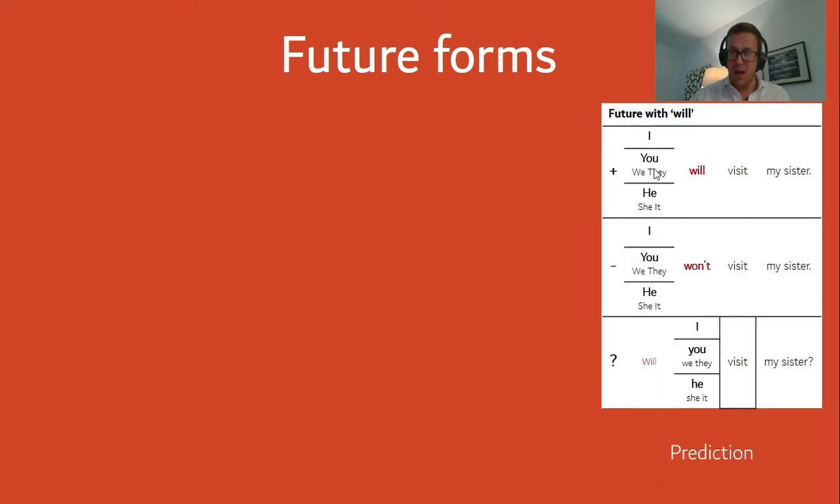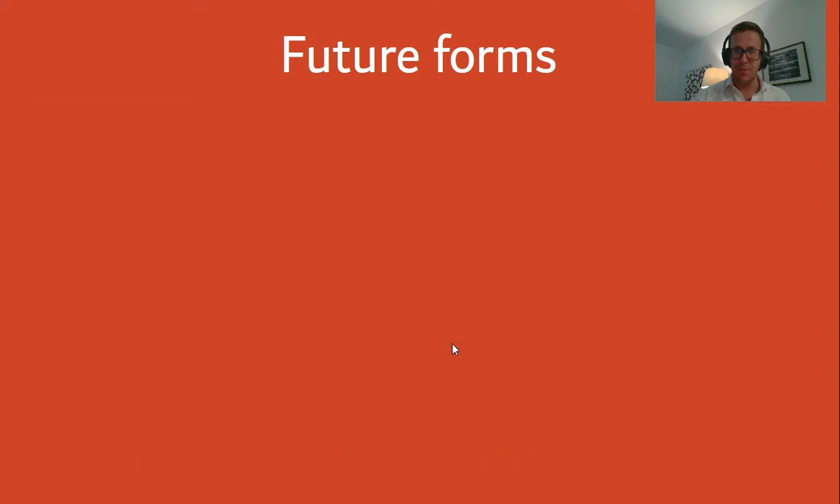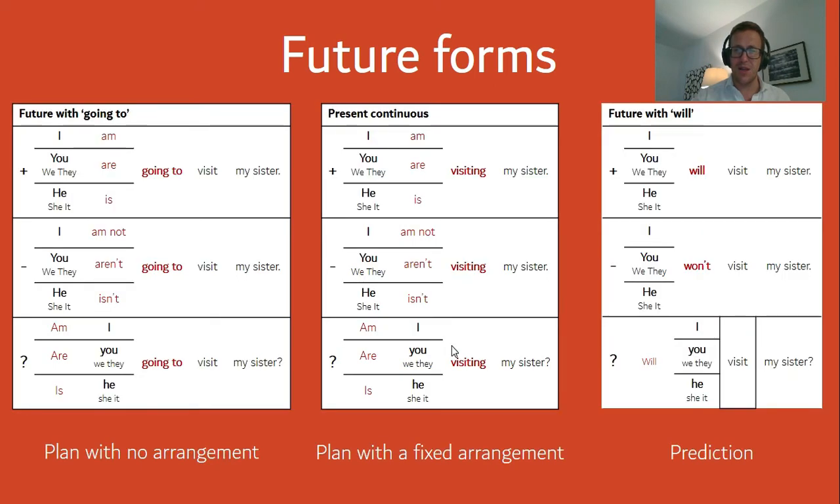And will. I will visit my sister, I won't visit my sister. People forget this sometimes, that will not is won't together. And then will you visit my sister? It's a prediction. So here are the three forms combined.